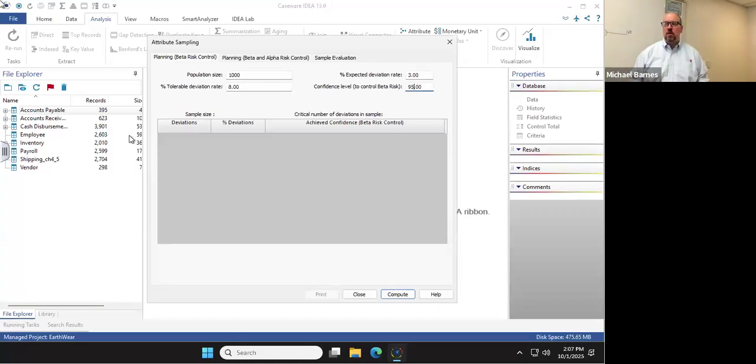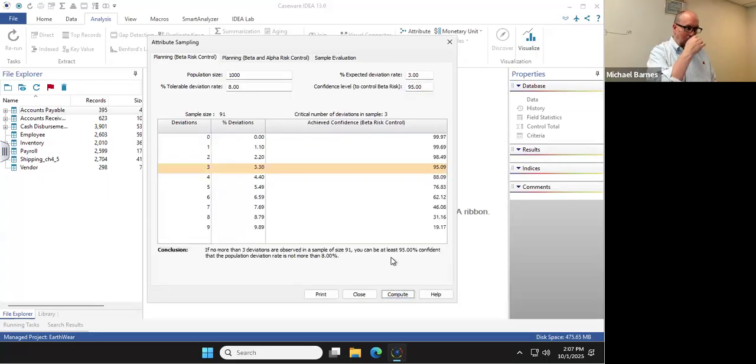So these are all things that we put in numbers before. We could actually do the analysis before. And what is this going to tell us? This is the first one: our beta risk control is going to tell us what our sample size is. And based on these parameters, I have a sample size of 91.